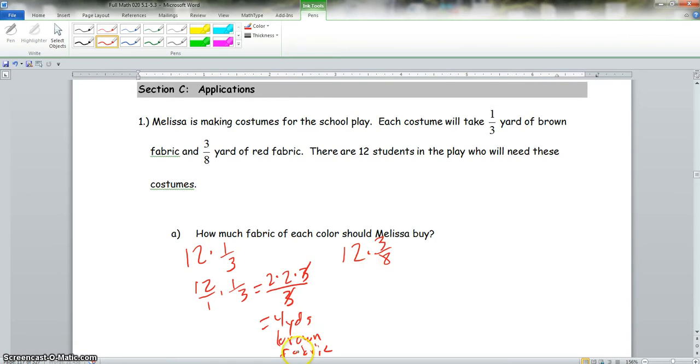Okay, now that took care of the brown fabric. Now we're going to come to the red fabric. So we'll take 12 times 3/8, which is 12 over 1 times 3 over 8. Now we take the prime factorization of 12 again, which is 2 2's and a 3, and then times 3. Prime factorization of 8 is 3 2's. These 2's simplify, and you will have 9 over 2. Now this is 9 over 2, which we know if we write as a mixed number, it'll be 4.5, and it'll be yards of the red fabric.